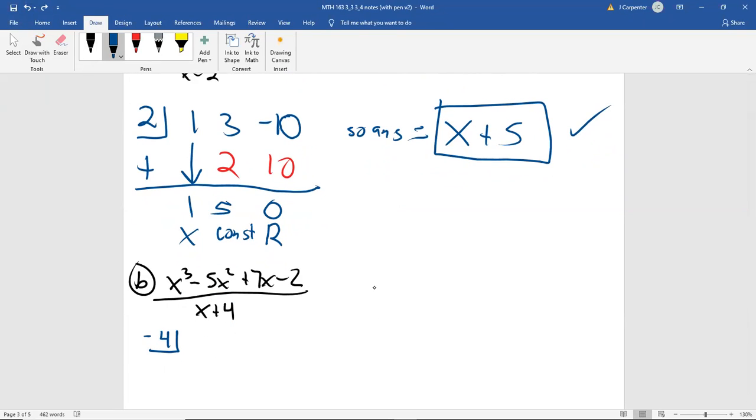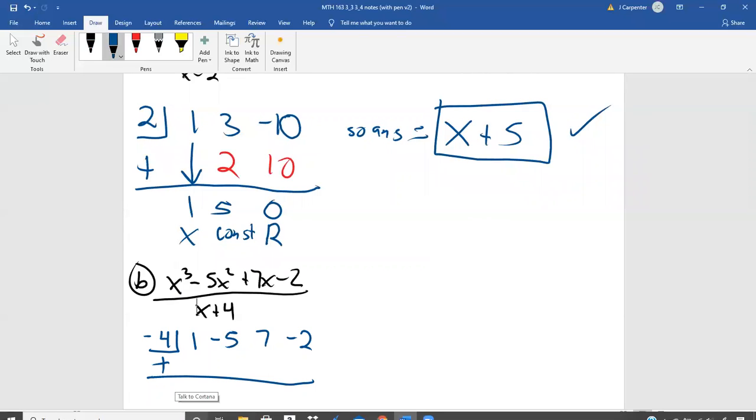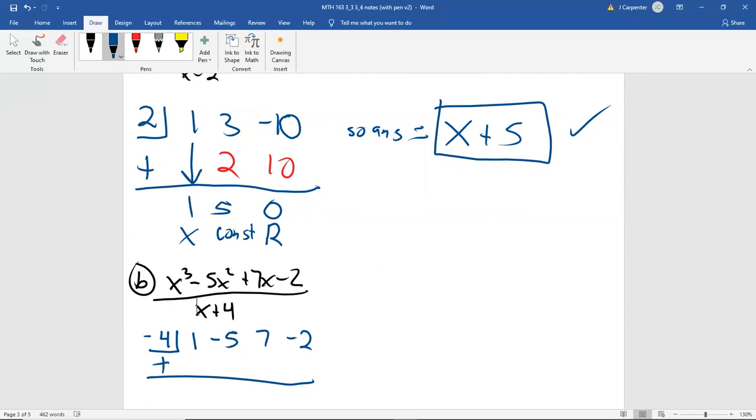Then to the right go the coefficients of the top. There are not any missing terms and they are in descending order, so the x cubed, there's a 1 in front of it, then a minus 5 for the 5x squared, then a positive 7, then a negative 2. Leave some space, draw a line with a plus sign. The first number just gets brought down.